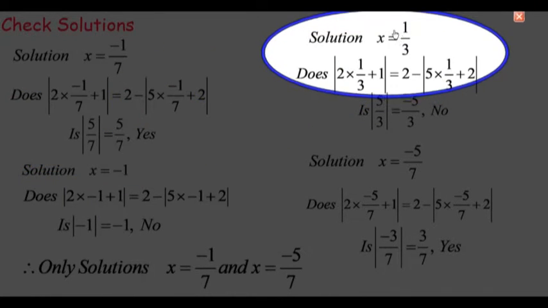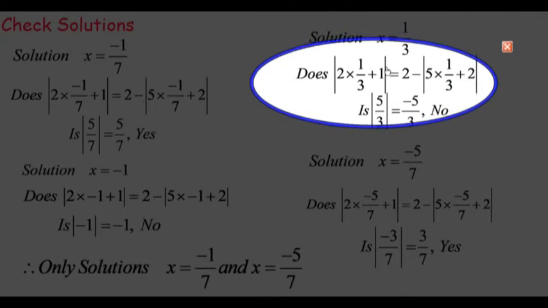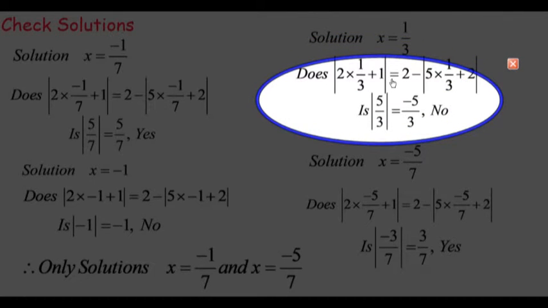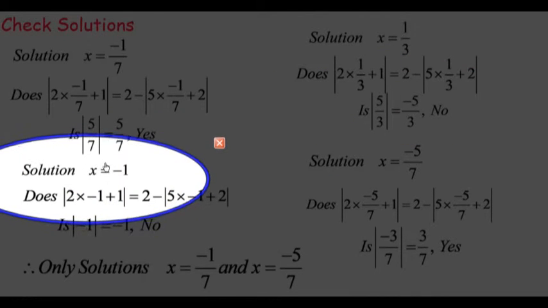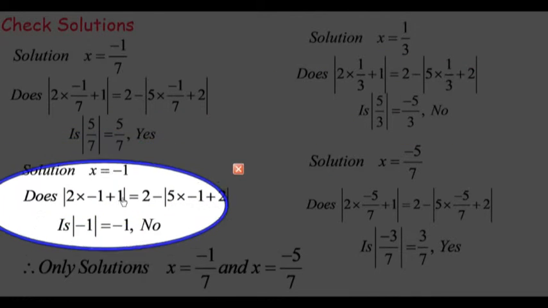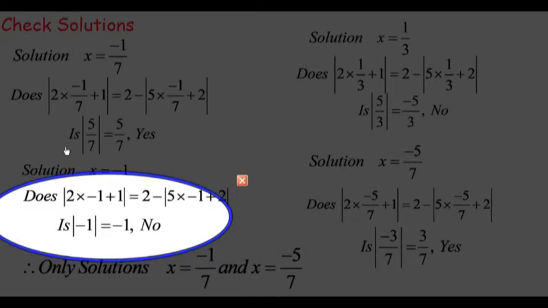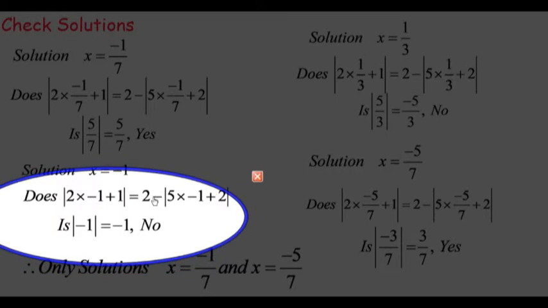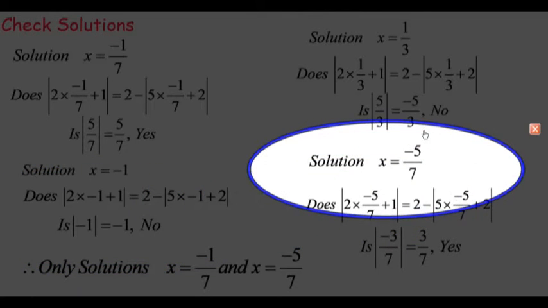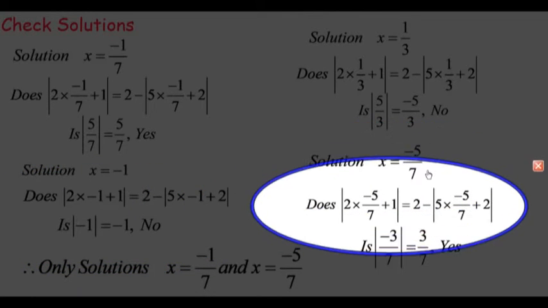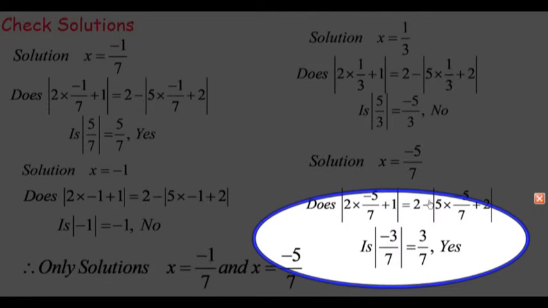How about when you put in 1/3? Well, is the absolute value of 5/3 equal to negative 5/3? No, so that one doesn't work. How about x is equal to negative 1? Well, when you put x as negative 1 in, is the absolute value of negative 1 equal to negative 1? No, that's not the case. Let's have a look at the last one. x is equal to negative 5/7. And hallelujah, yes, this one does work. Our absolute value of minus 3/7 does actually equal 3/7.